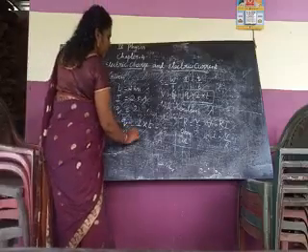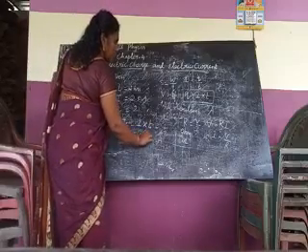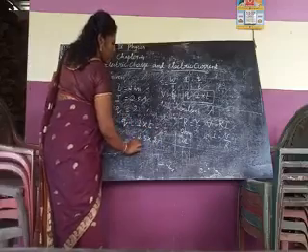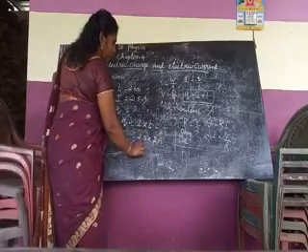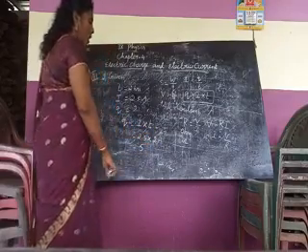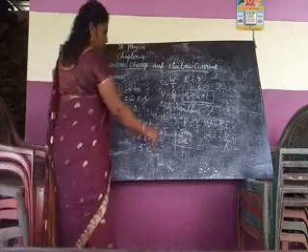2.5 into, what's the time? 2. So you will get 2.5 into 2, 5. What is the unit of charge? Coulomb is the unit of charge. So 5 coulomb, you will get the answer.